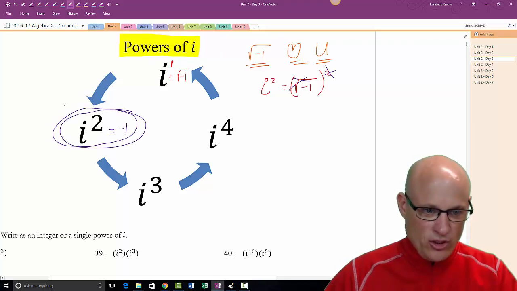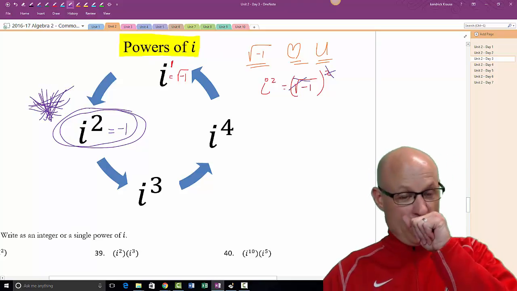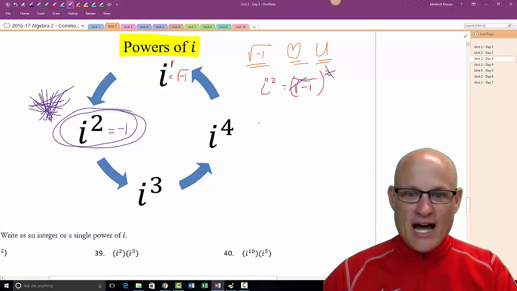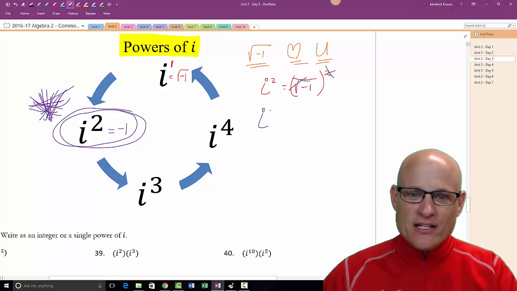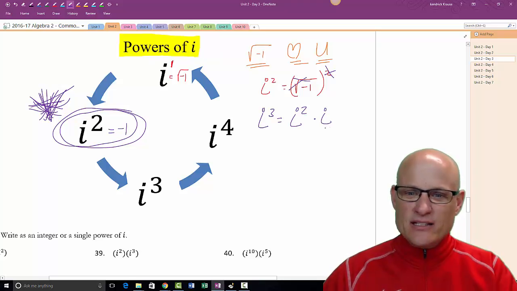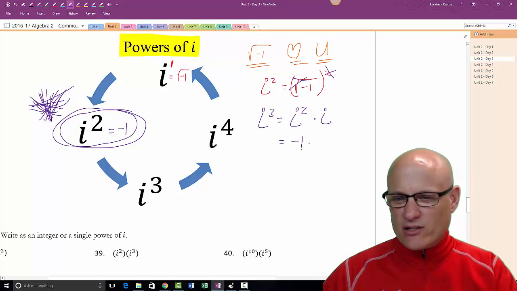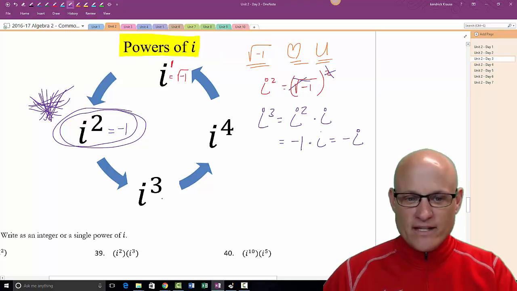Huge, huge, huge. That's the big one that comes up all the time. Remember that one. So wouldn't i cubed just be i squared times i? And didn't we just decide that i squared was negative 1? So this is negative 1 times i. Well, this is just equal to negative i. Yep.